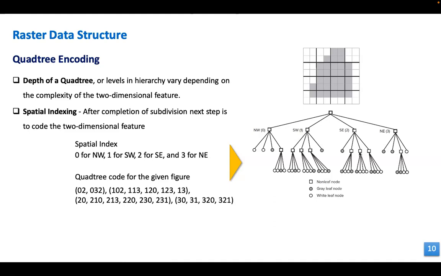Spatial indexing: after completion of the subdivision, the next step is to code the two-dimensional features in binary format. The quadtree code for the given image can be seen here. This is the spatial index: 0 for northwest, 1 for southwest, 2 for southeast and 3 for northeast. The quadtree code can be 0 0 3 2, written here. We have a null leaf node shown by a square, a gray leaf shown by a gray dot, and a white leaf by a blank circle.